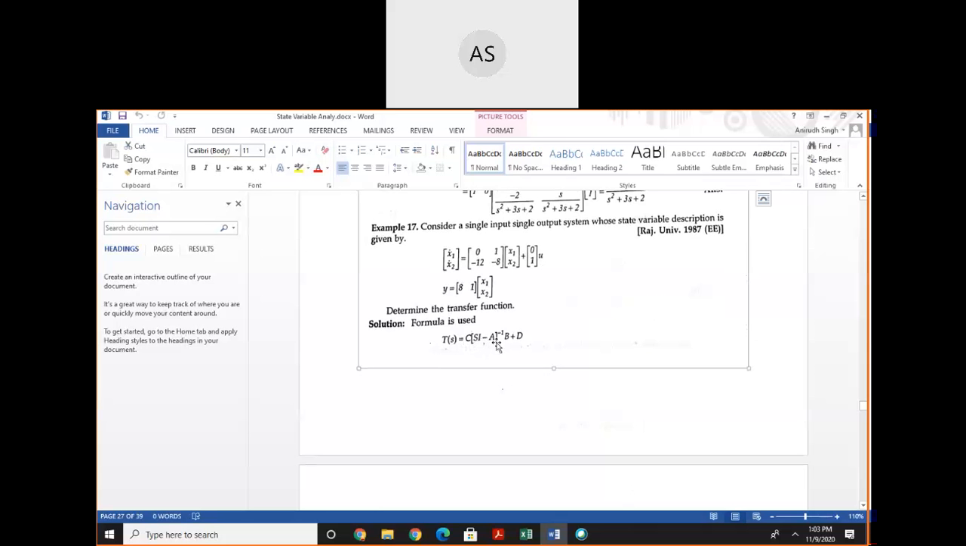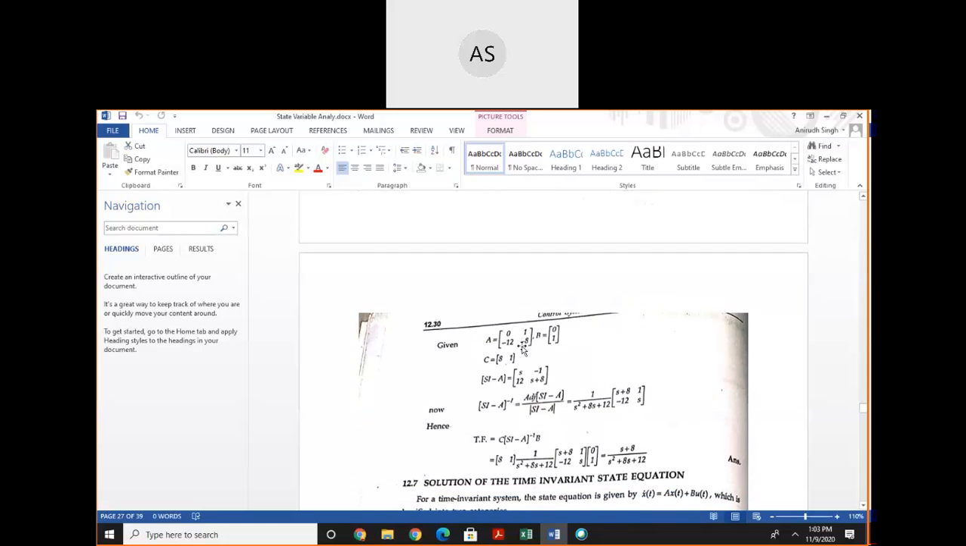Consider the single input, single output system whose state variable description is given by this. This is the state model, meaning state equation, and this is the output equation. Then determine the transfer function.